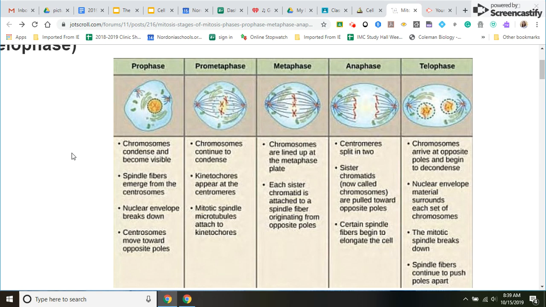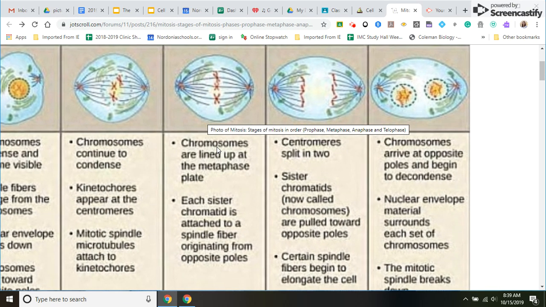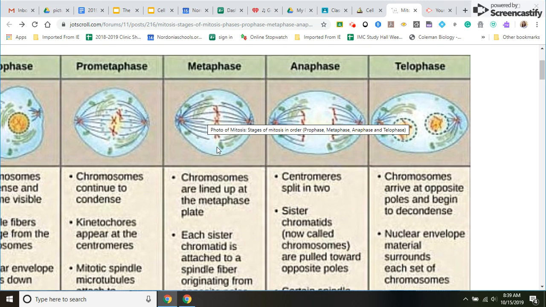developing. Then we are going to not talk too much about this pro-metaphase. We're going to move straight to metaphase. So in metaphase, we're going to see those sister chromatids lining up in the middle of our cell. So the centromeres that are holding those two identical sister chromatids together are going to attach to a spindle fiber.